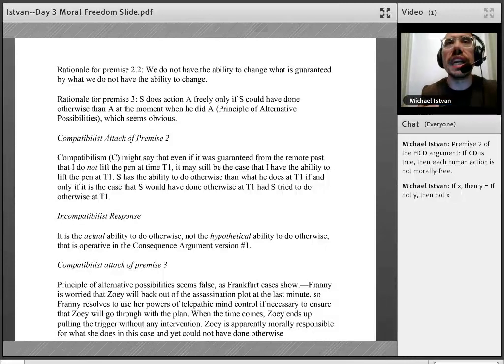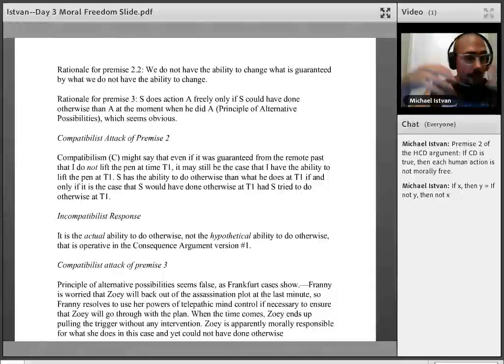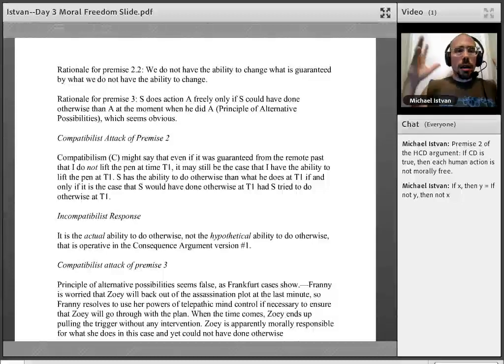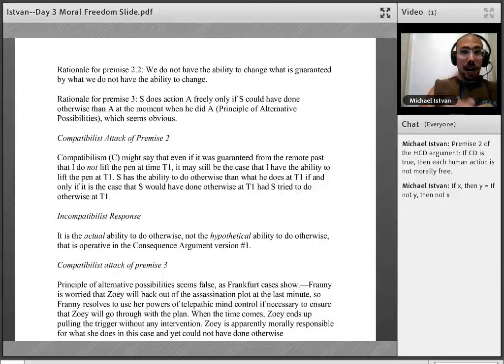It's about cultivating empathetic citizens. So I know a lot of my Texas students, if you're in Texas hearing this, you're going to be like, what the hell? How could anybody ever deny premise 2? And I understand. I'm empathetic enough to know that you feel that way. But you have to realize that there are very smart people that think that, and I'll put it in terms of the pen case again: even if it was guaranteed by the remote past that I do not lift the pen at time 1, it may still be true that I have the ability to lift the pen at time 1.